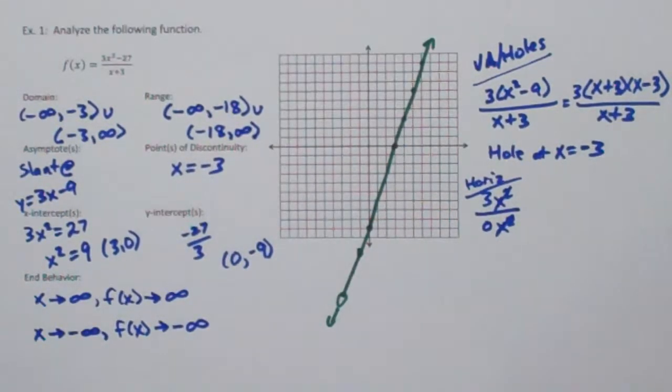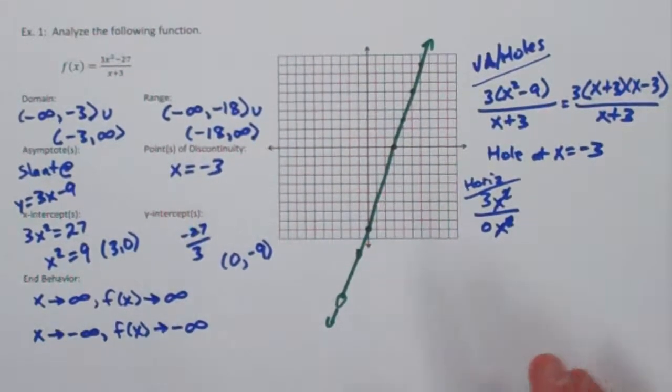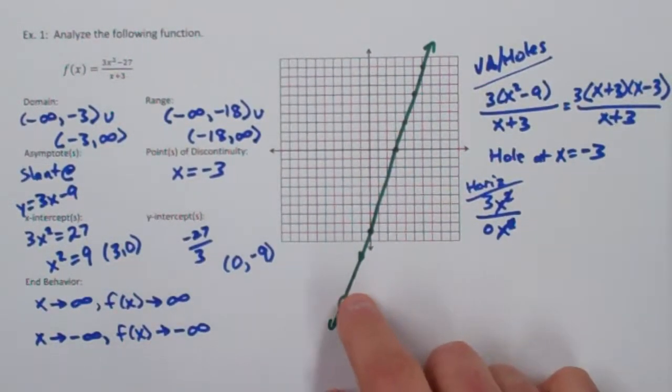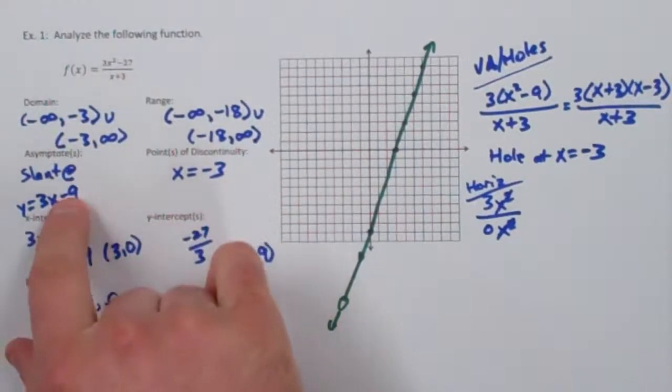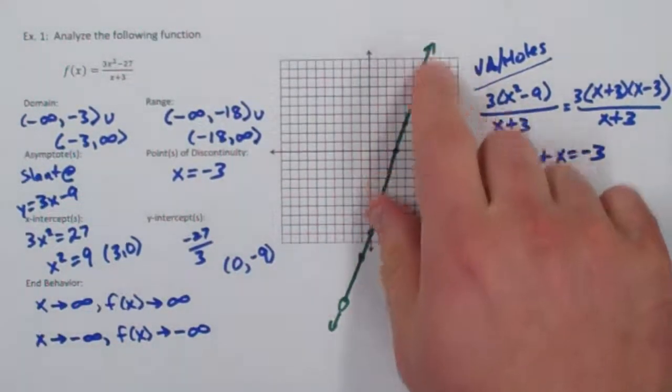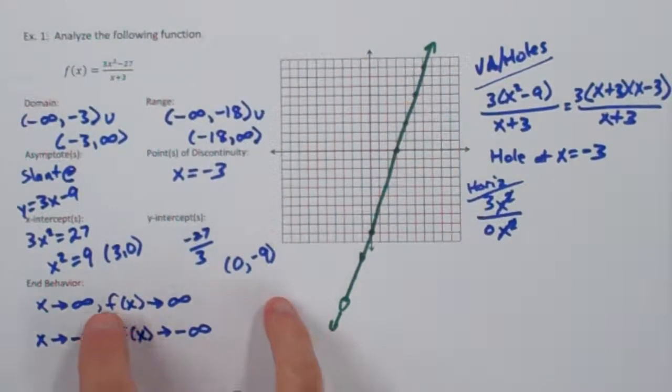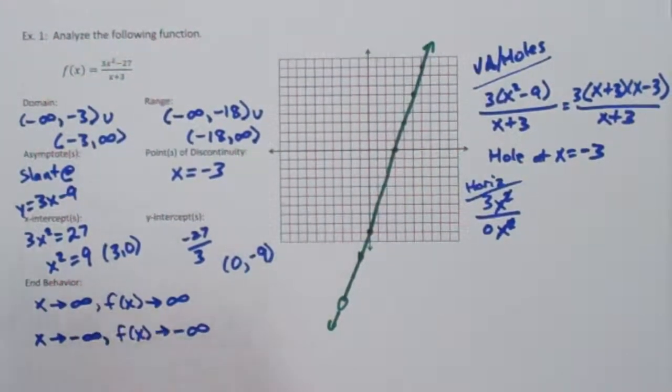And there you have it. We've got our graph. We don't have a vertical asymptote. We investigated it. There's definitely a point discontinuity. We found the domain and range. Asymptote, in this case, you could state that there's a slant asymptote, but it's not totally necessary. And here we've got our x and our y intercepts and our end behavior.